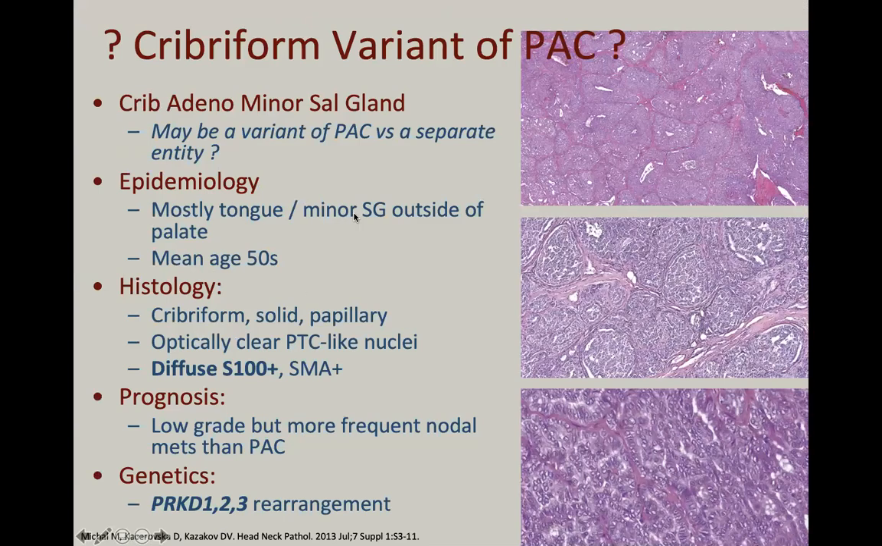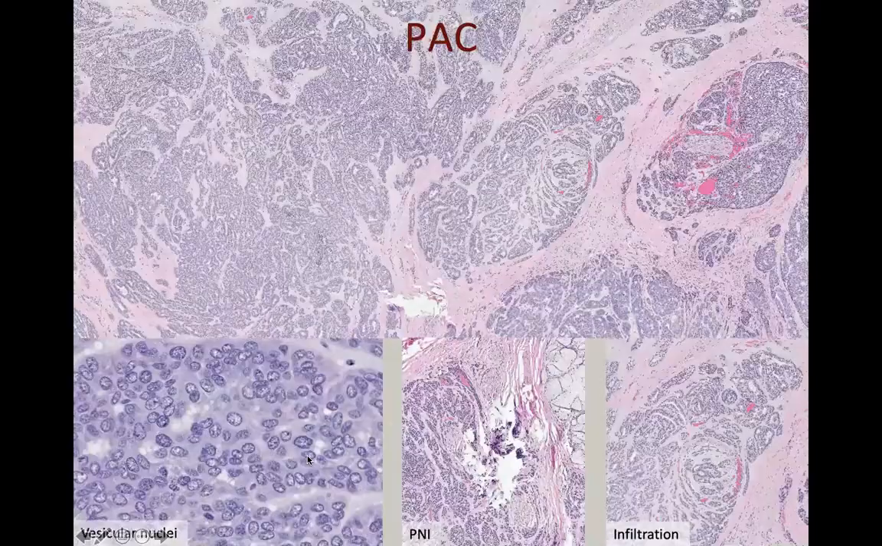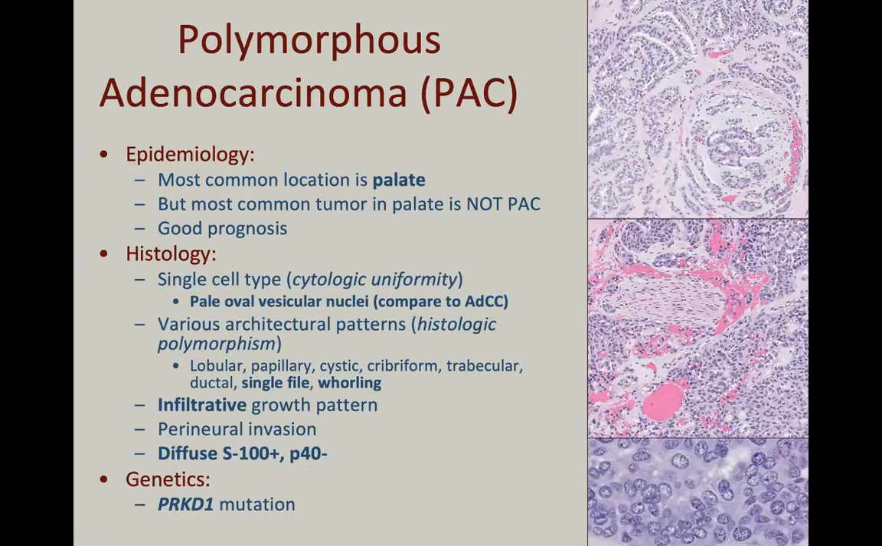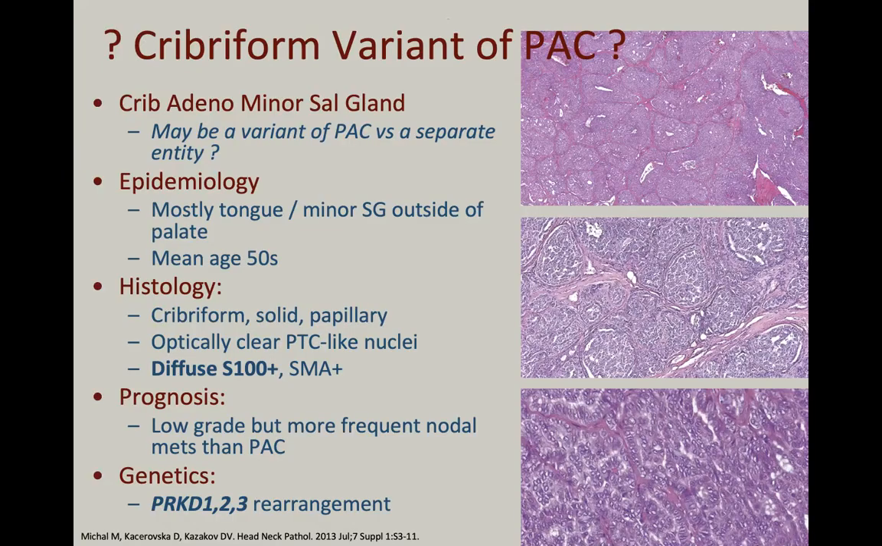There's a variant of polymorphous called the cribriform variant that is thought to exist in minor salivary gland sites outside of the palate. It's morphologically very similar, and it is in fact also genetically very similar, where it has PRKD gene rearrangements as opposed to PRKD gene fusions. Why do we separate these out if they're so similar? Well, interestingly, it's thought that the ones that match the cribriform variant actually have more frequent lymph node metastases than those that are of the conventional polymorphous variant. So just an interesting breakdown that we may be hearing more about in the future.